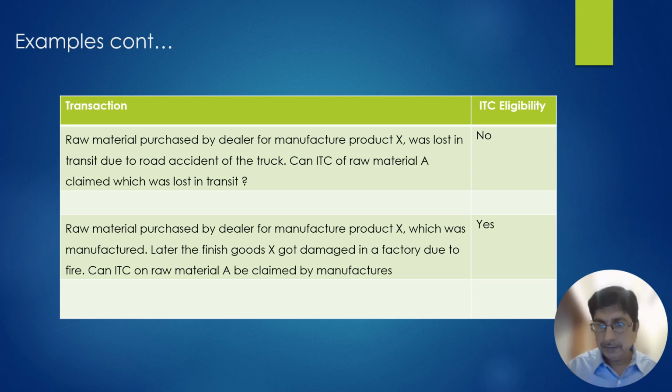How to read the entry? Let's go back to that entry. What the entry says is that the goods are lost as such. Here in the second example, this is not lost as such. Raw material A is transformed into product X, which is manufactured. Raw material A vanishes its identity and product X is destroyed due to fire in the factory. The ITC on raw material A is available.